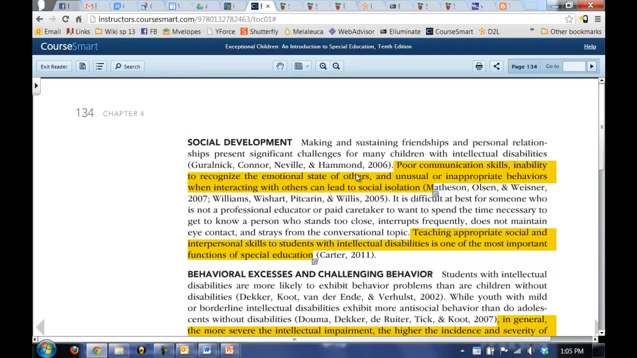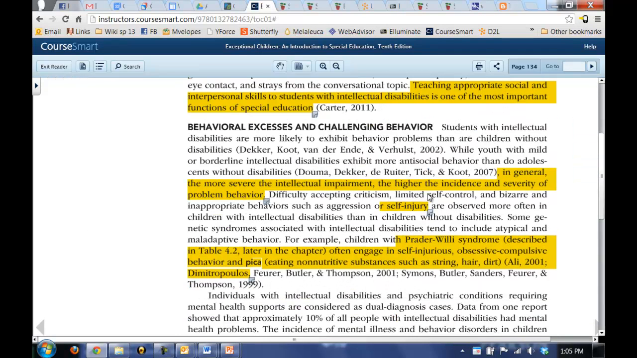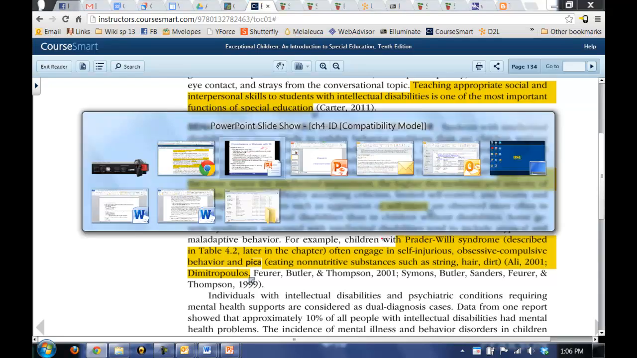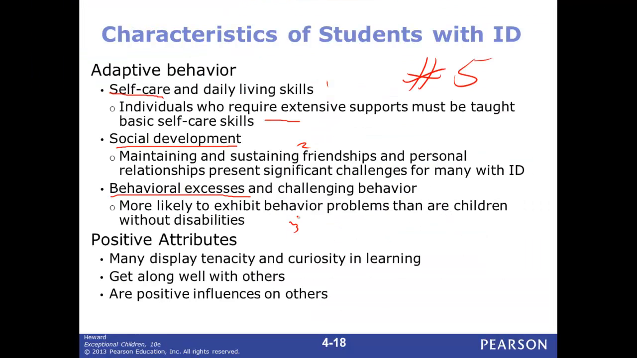And then behavioral excesses are really kind of a challenge. In general, the more severe the intellectual impairment, the higher the incidence and severity of problem behaviors. And then down here, it's very interesting. People with Prader-Willi syndrome, described in Table 4.2, often engage in self-injurious things like obsessive-compulsive behaviors, like pica. And pica, I'll put that on here and let you describe that also. Would you please, as part of this, tell what pica is? Okay.